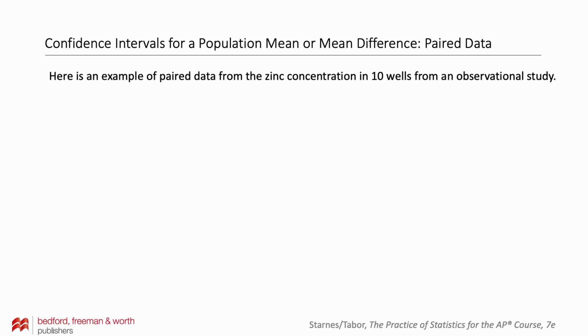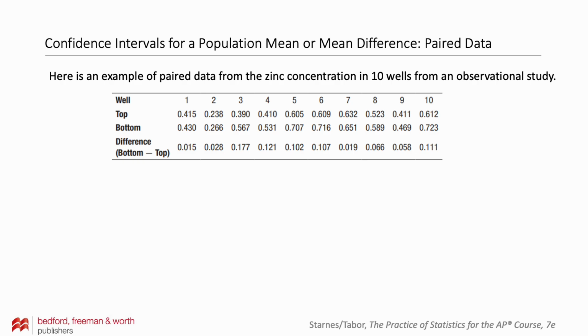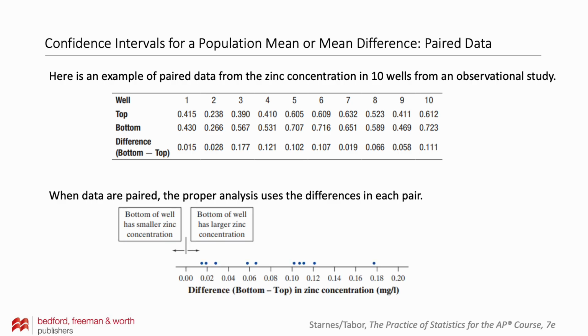So here's an example of paired data: the zinc concentration in 10 wells from an observational study. They give us our data here, and notice we're talking about well 1 and what the zinc level is at the top and at the bottom. Because we're talking about this one well and we're finding the difference between them, that tells us we're going to be doing paired, matched pairs data here. When the data are paired, the proper analysis uses the difference in each pair. They're giving us the dot plot here, and they're telling us the order that we're subtracting.